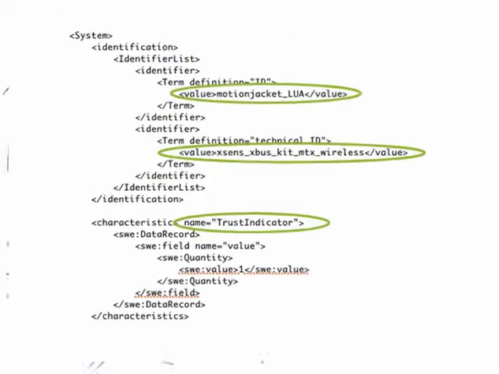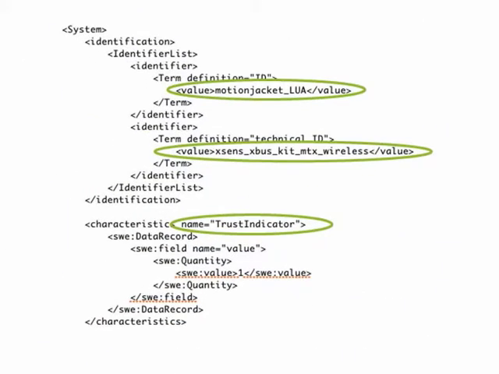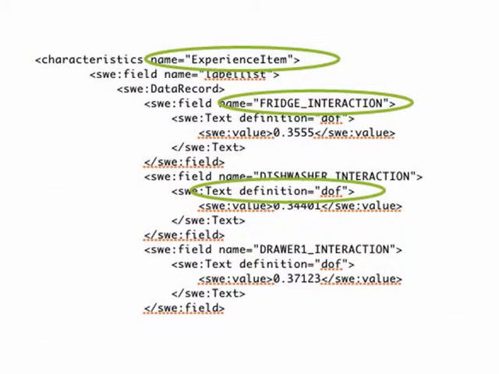As exemplarily shown with the motion jacket left upper arm X-sense sensor, the self-description is split into a dynamic part that holds the information valid for this very sensor entity, like the sensor ID, its technical ID, and the trust indicator. Additionally, in so-called experience items, the information about the used machine learning techniques and the labels the sensor can be used for, and to which extent, as indicated by the degree of fulfillment, is stored.